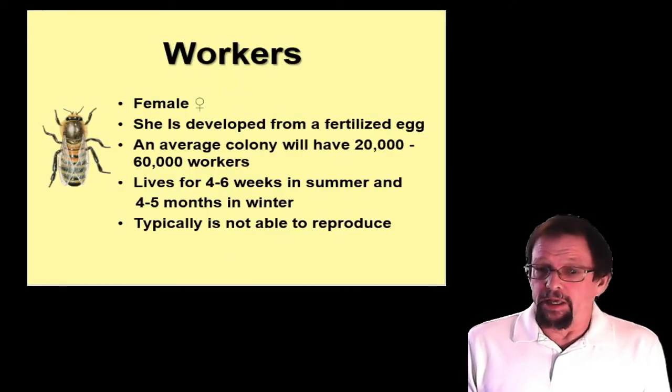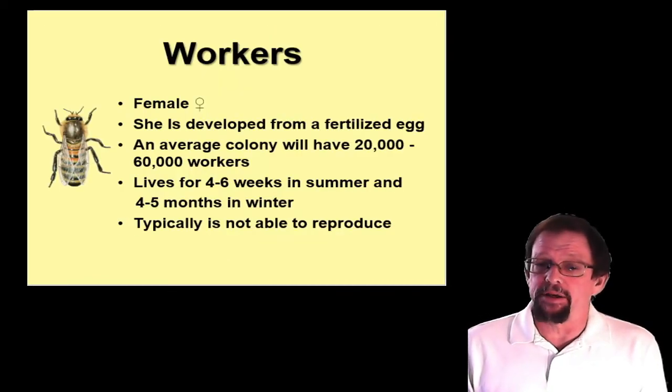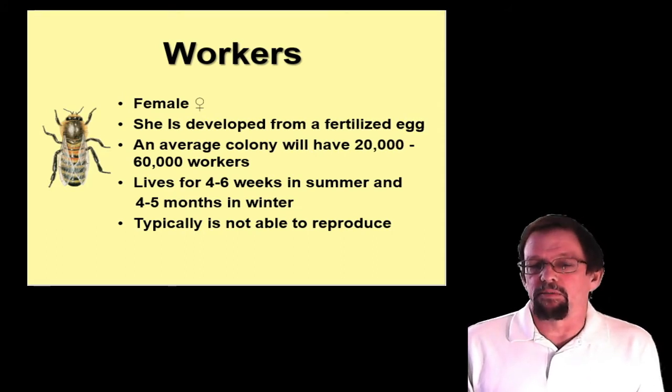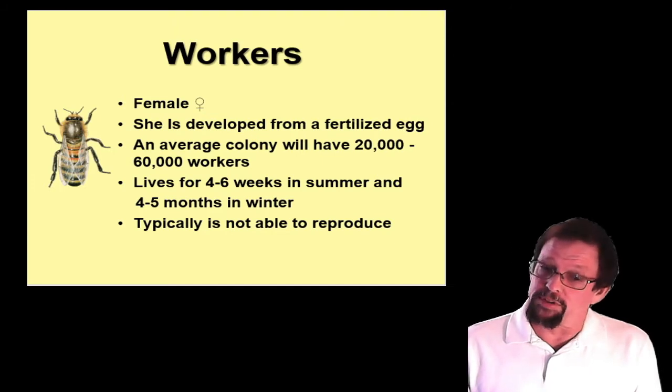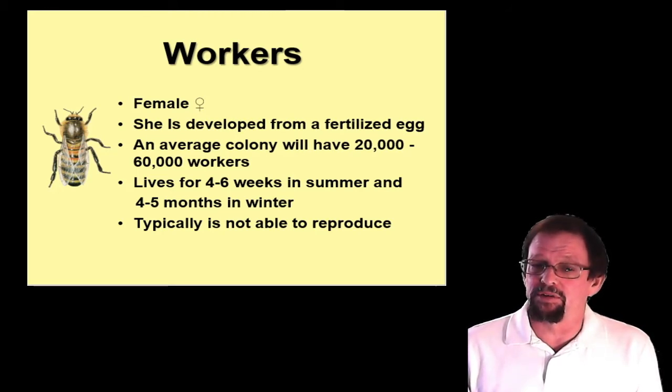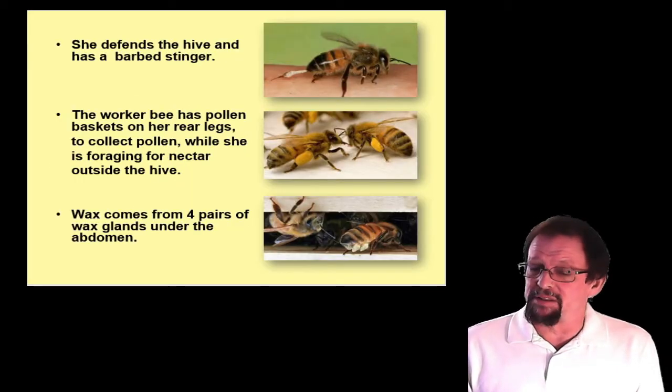Workers. They are female and basically comprise the majority of what's in the hive. They are developed from a fertilized egg. An average colony consists of about 20 to 60,000 workers. The lifespan of a worker is 4 to 6 weeks in the summer and 4 to 5 months in the winter. And the female worker is typically not able to reproduce, but we'll get into a scenario in which they will later on. So some of the basic functions of the actual bee: she has a stinger.